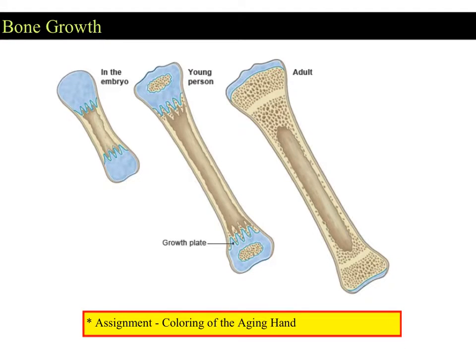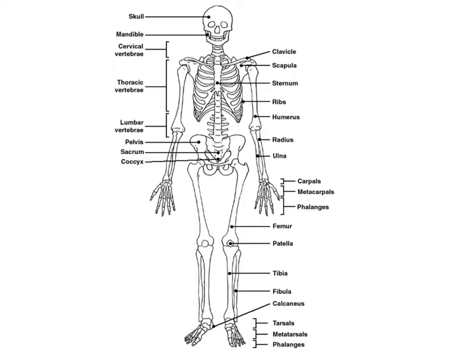Okay, this is just another picture of bone growth. In the embryo, a young person, much like a 4-year-old like Aubrey, this is how her bones would look underneath, if you were to split them open. And then obviously here is your adult bone. You don't see that blue disc here because they have completely turned to bone. This just shows you all the bones of the body, which we'll go over in class.